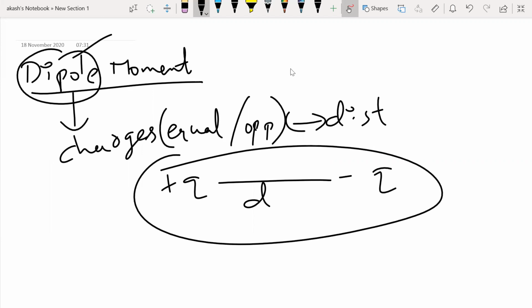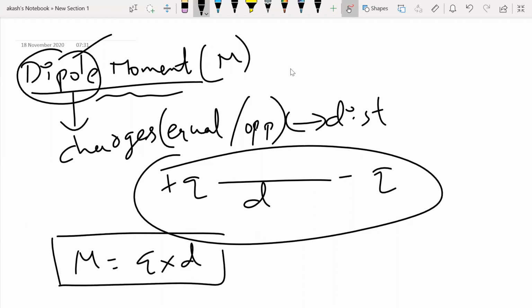Now the next thing is, what do you mean by dipole moment? Dipole moment is a mathematical thing, so it's pretty simple. Dipole moment is denoted by the letter mu. So I can write mu as q into d. Very, very simple. I think you should have been learning it so much in physics.